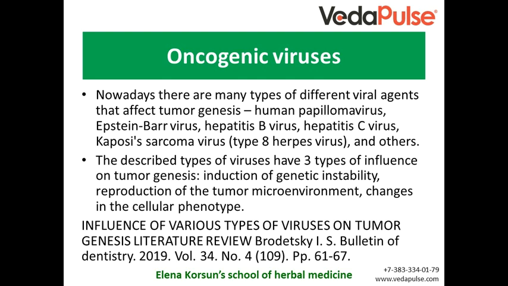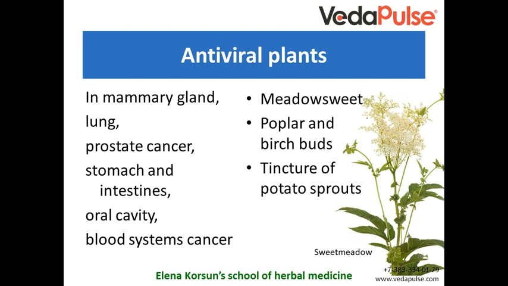The mechanism of viruses being oncogenic has been described. They induce genetic instability. They work towards reproduction of the tumor microenvironment and bring changes in cellular phenotype. What types of cancer are associated with viruses, and what plants may be prescribed for those types of cancers? This is breast or mammary gland cancer, lung cancer, adenocarcinoma, prostate cancer, stomach and intestine cancer, oral cavity and blood system cancers.